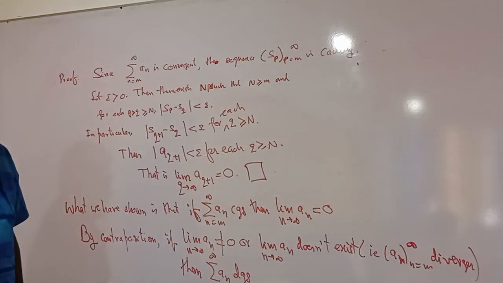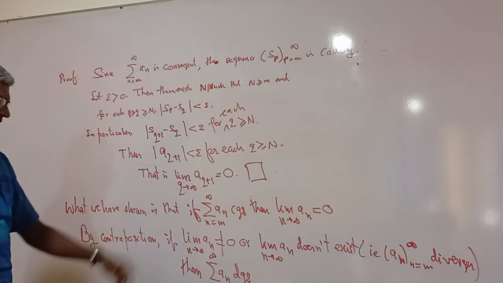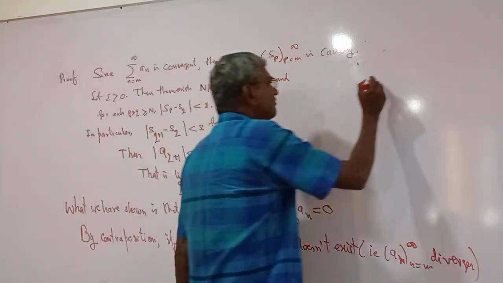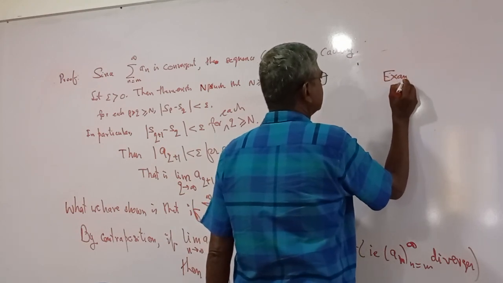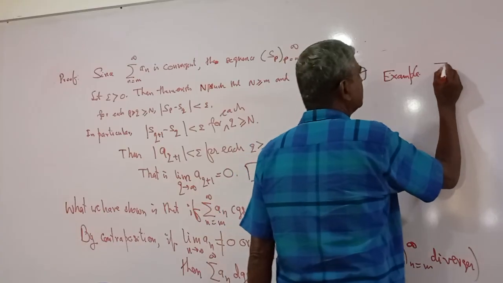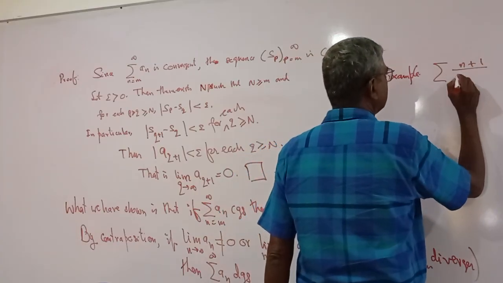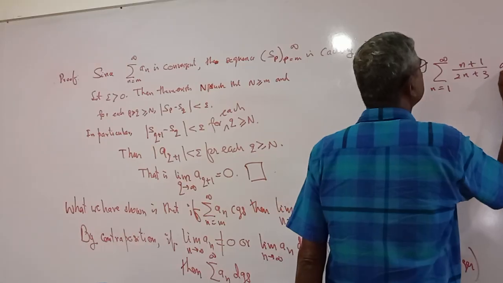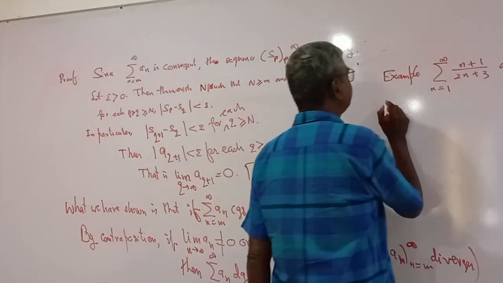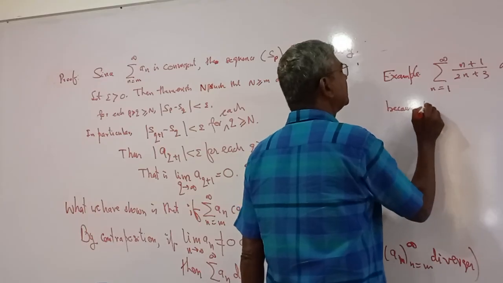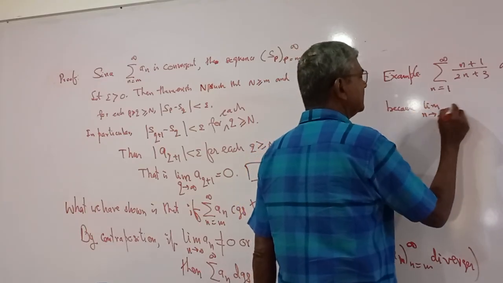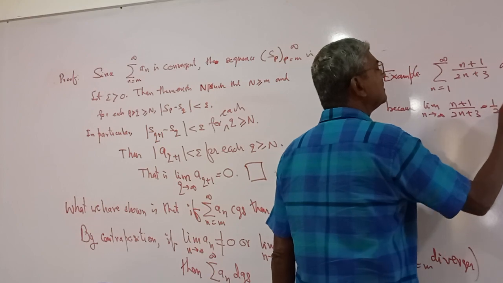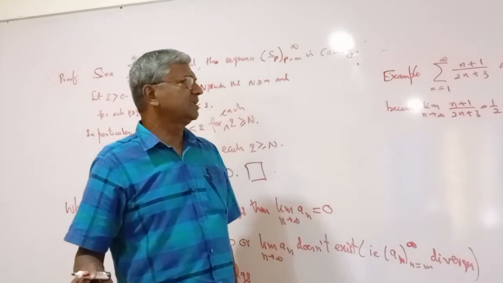In many other analysis books they call it the nth term test. You look at the series, it is divergent, then you say, for example, sigma n plus 1 divided by 2n plus 3, n going from 1 to infinity, diverges because limit n tends to infinity of n plus 1 over 2n plus 3 is equal to 1/2 and not equal to 0. There it is.